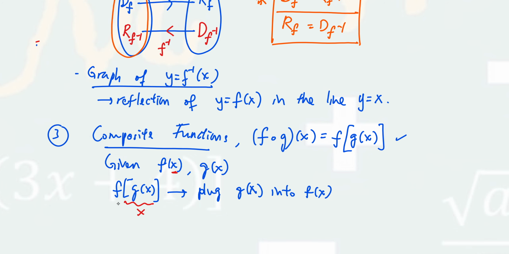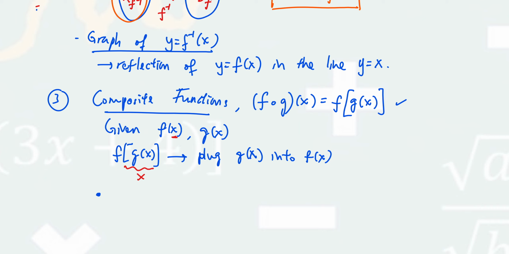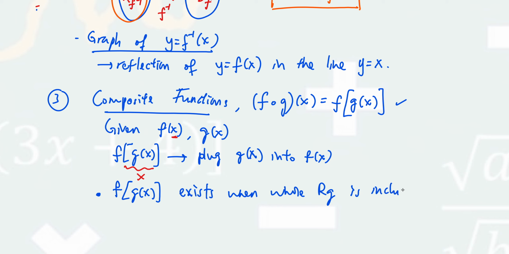But you need to take note that the existence of composite functions is restricted to this rule. f(g(x)) exists when, because we plug g into f, the range of g will be the x in f, which means it is the domain. So f(g(x)) exists when the whole range of g is included in the domain of f. It must be whole.